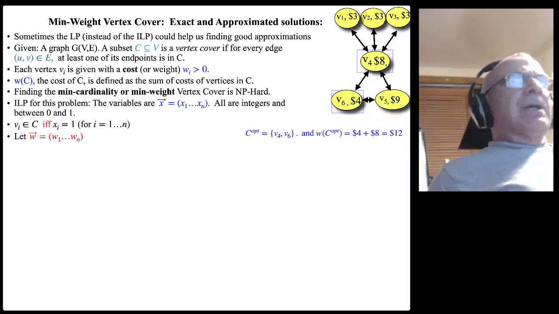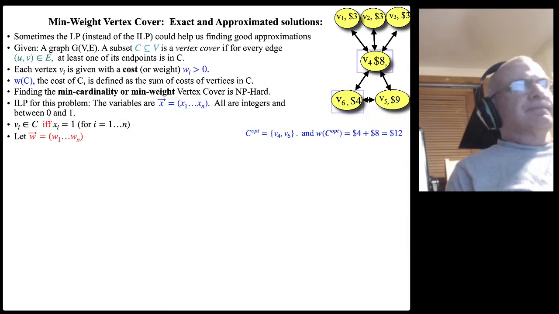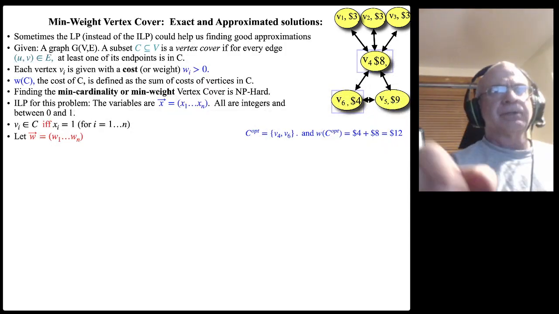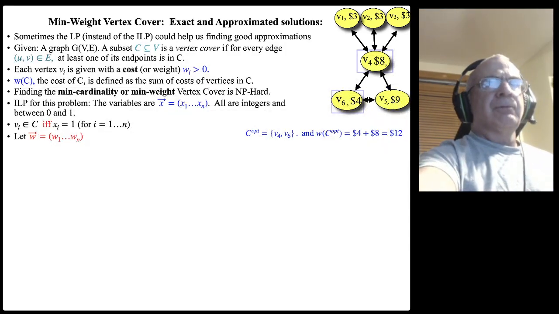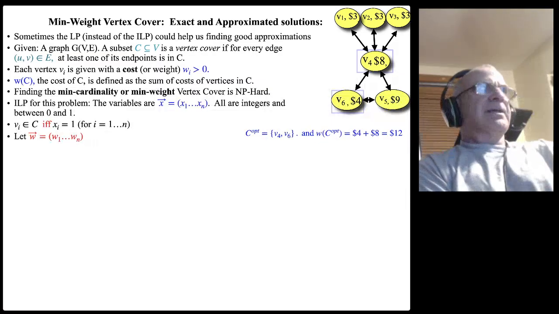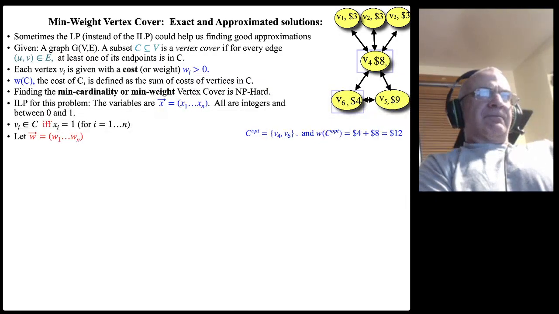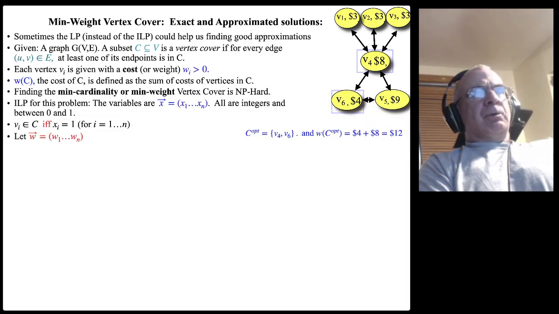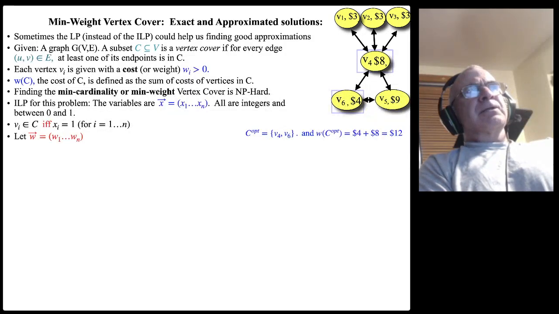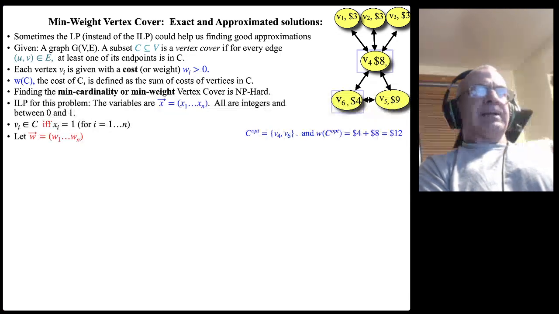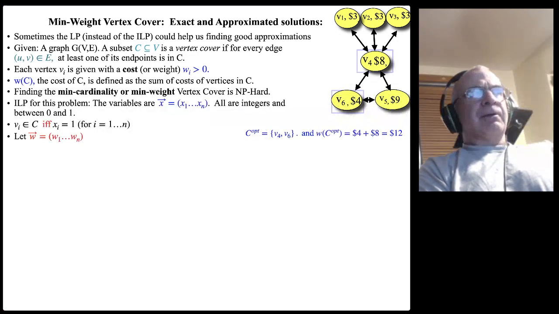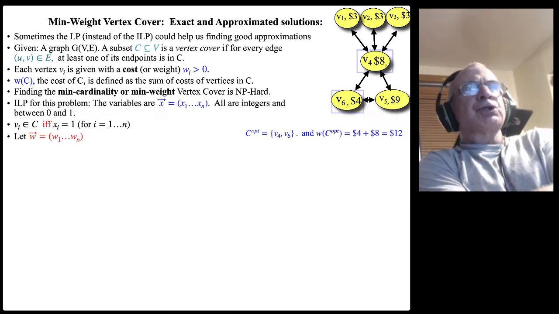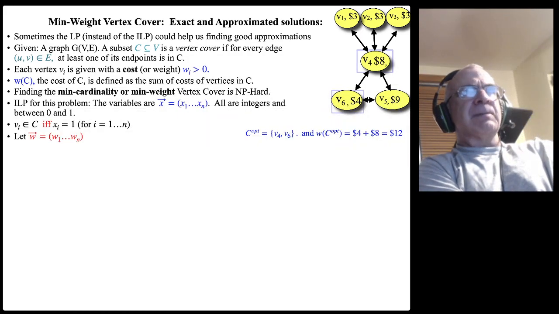Okay, in class today, covering up for the class that did not happen last Thursday, I want to speak about the minimum weight vertex cover problem. I want to show how we can solve it using integer linear programming, ILP. I want to show how we can solve it much faster, even though we will not get the exact solution, but something that is an approximation of the solution.